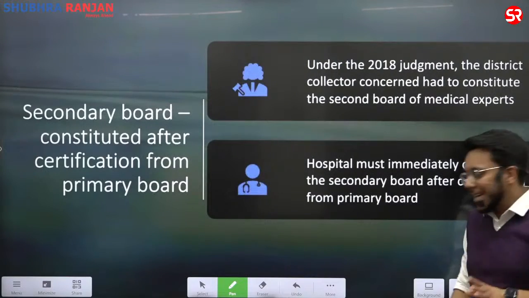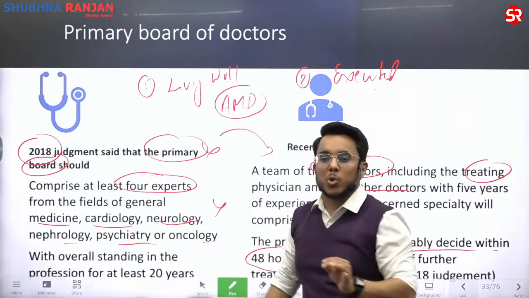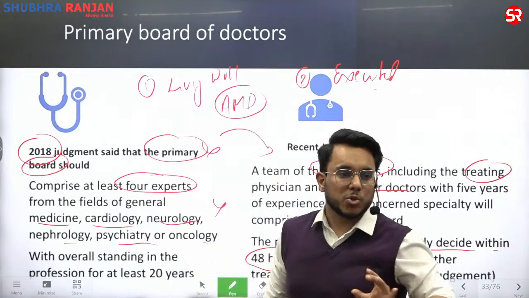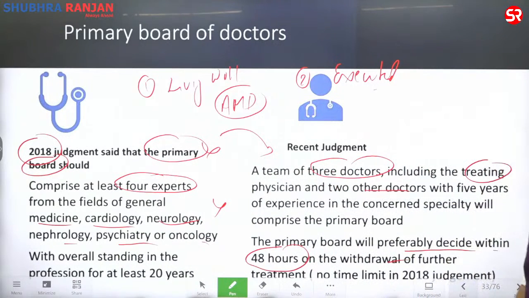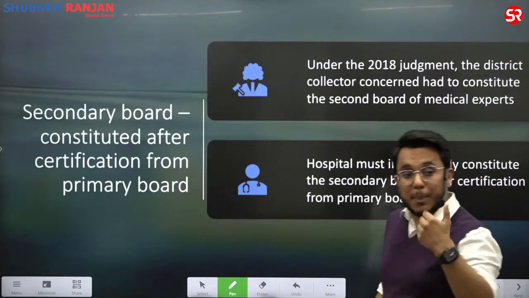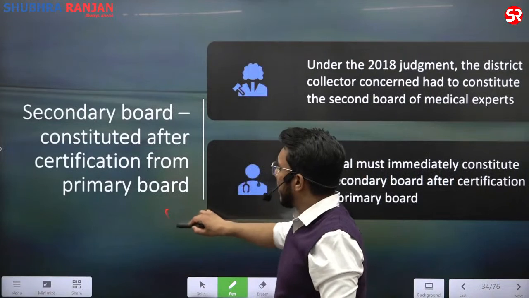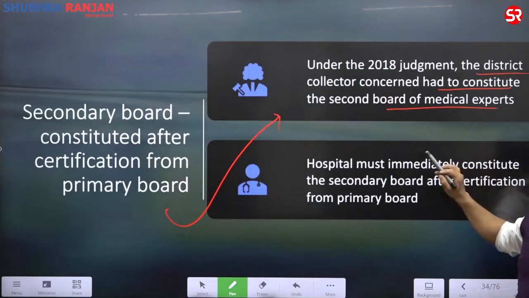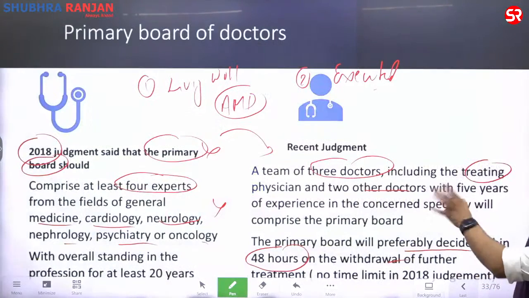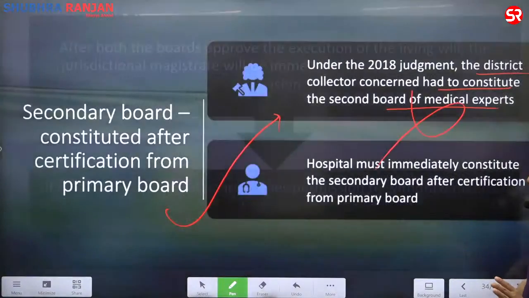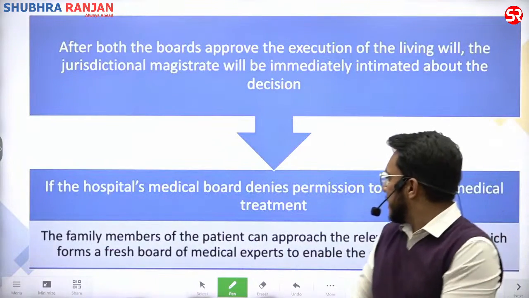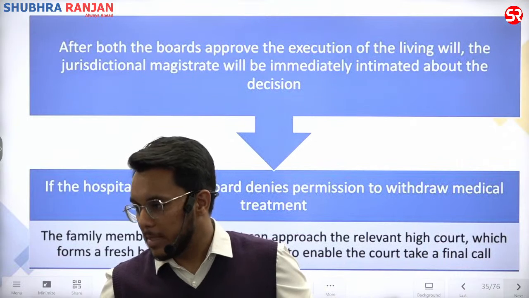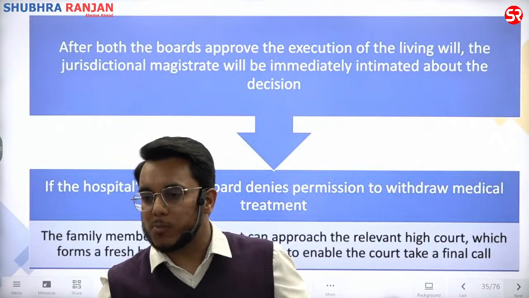Earlier there was no timeline. So abhi aapko ye nahi padhna hai ki itne doctor, itna saal ka experience, no. Now a timeline has been fixed of 48 hours so that a person doesn't languish in pain. Earlier it was provided that pehle primary board hoga, fir primary board ke baad mein the matter will go to the secondary board, fine, that has to be constituted. Now all these things have got simplified, and just this board will approve the execution of the living will. Hanji, is it clear or not? Is it clear? So this entire procedure has now got simplified. Are we clear on this point or not?